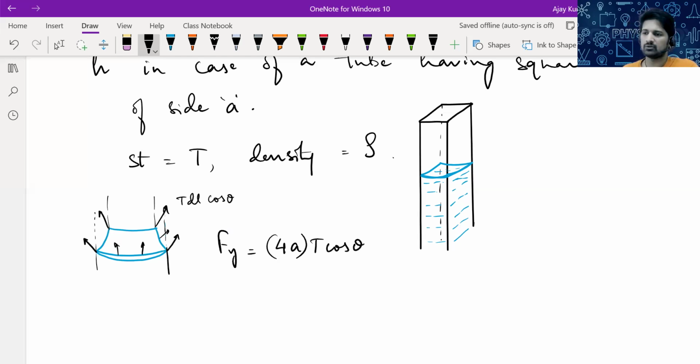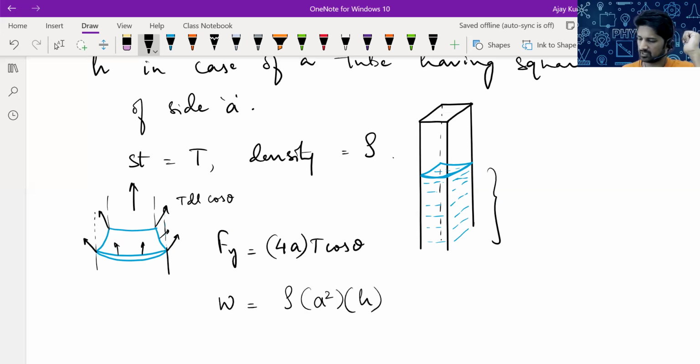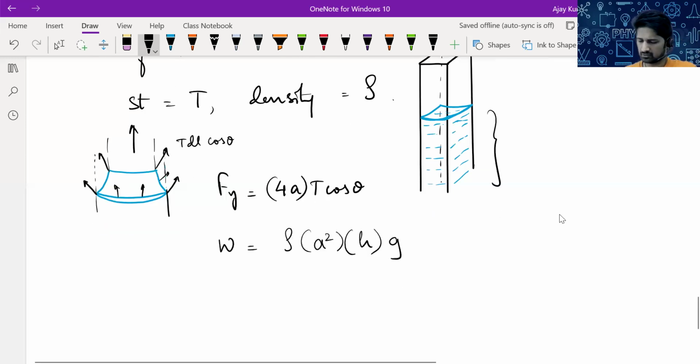In case of a circle, it was 2 pi r T cos theta because the length of the boundary is 2 pi r. In case of square, it is 4a. So 4aT cos theta. And this is the force due to surface tension which acts in the upward direction. It should balance the weight of the suspended liquid. How do you write weight of the suspended liquid? Density into volume. Volume is area of cross section multiplied with height of capillary rise. Multiply that with g, that becomes weight. That's all. Equate these two. You get height of capillary rise in this case as 4T cos theta by rho a g.